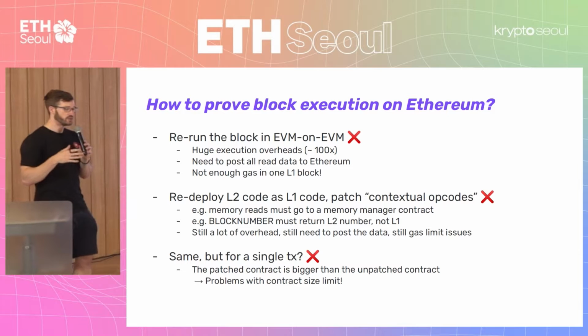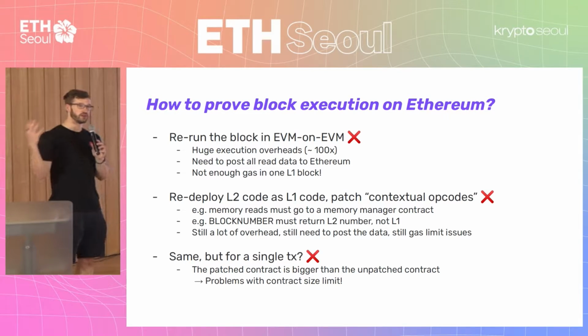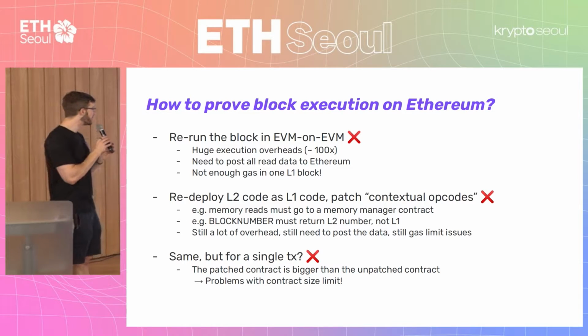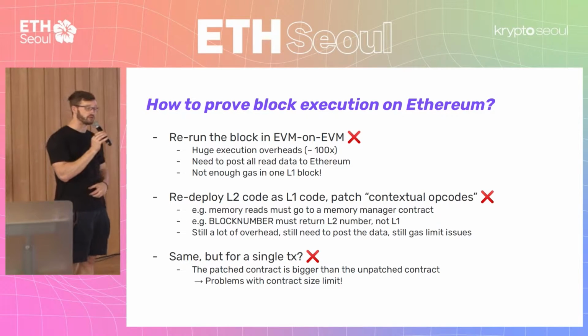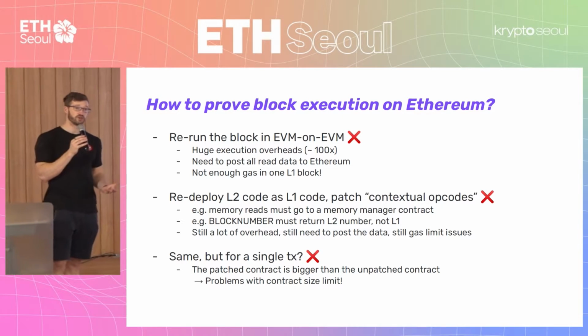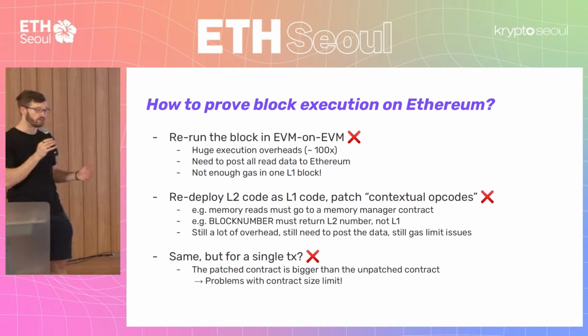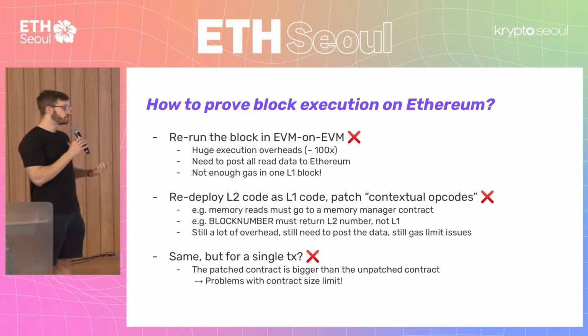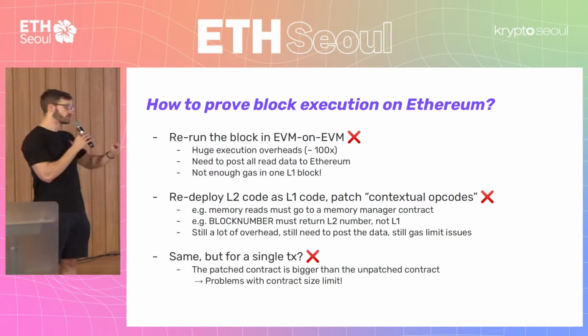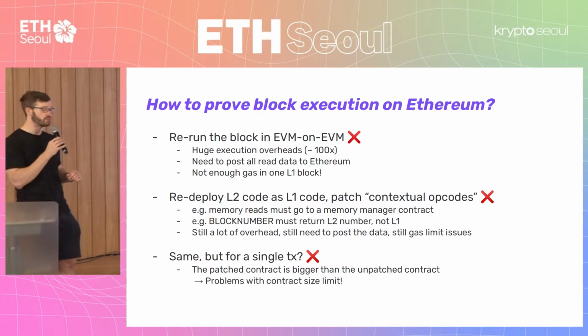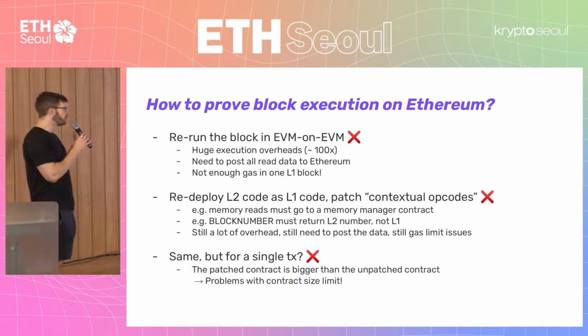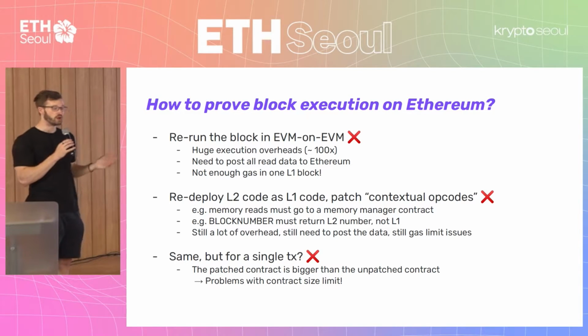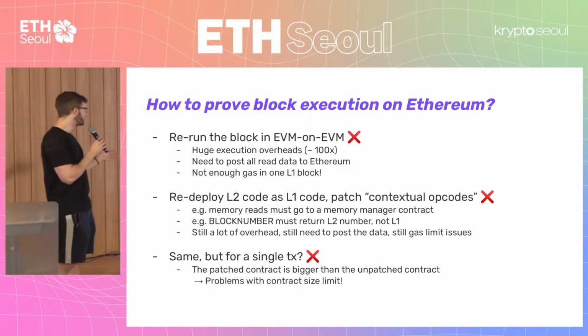The problem is that there's a lot of opcodes and operations that depend on the context of the blockchain. A very simple example of that is the block number opcode. When you run block number, on L2 you will get the L2 block number, but on L1 you will get the L1 block number. There is a way to fix that: you need to patch the opcode to remove this and put a call to a contract that holds all the context. And you run into a similar issue if you're trying to read the blockchain memory, for instance. This is still way too expensive. But what if we did this, but instead of challenging a whole block, we would just challenge a single transaction?